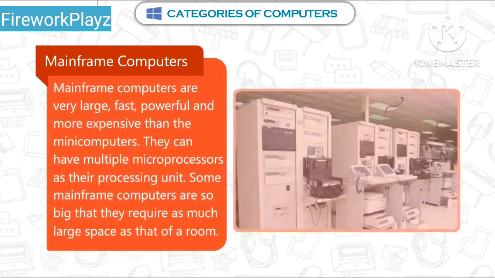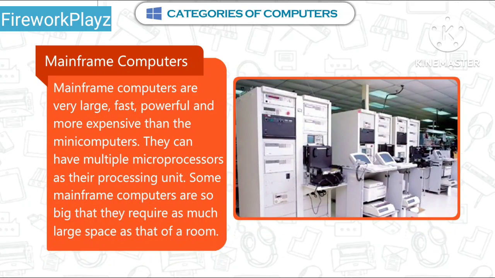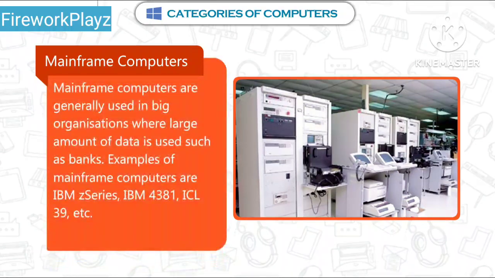Mainframe computers. Mainframe computers are very large, fast, powerful, and more expensive than the mini computers. They can have multiple microprocessors as their processing unit. Some mainframe computers are so big that they require as much large space as that of a room. Mainframe computers are generally used in big organizations where large amount of data is used, such as banks. Examples of mainframe computers are IBM Z series, IBM 4381, ICL39, etc.